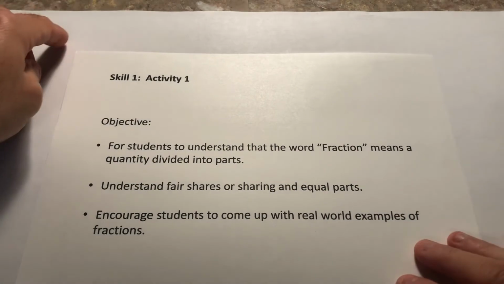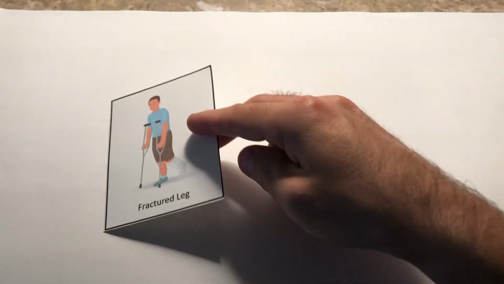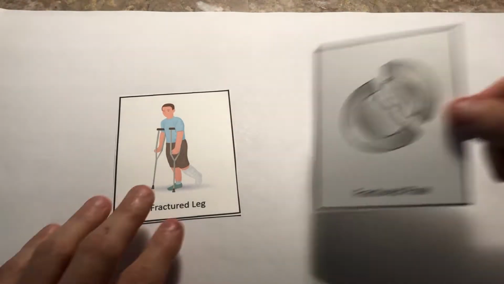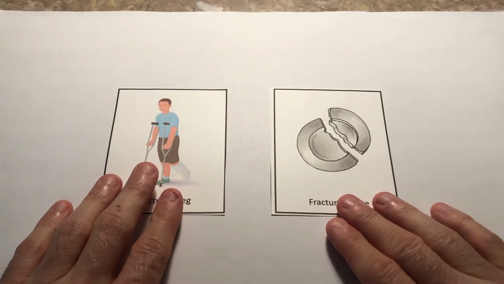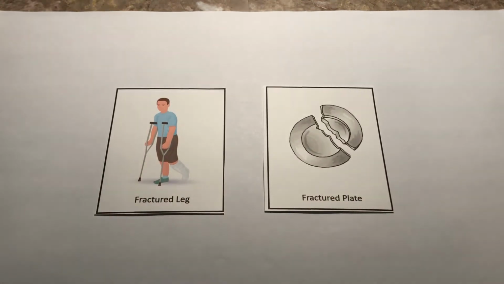So when you go through the materials, the first thing you're going to notice is you're going to see two pictures, okay? What you'll do is you'll show these pictures to your students, and you're going to ask them, well, what does this look like? And one's going to say, oh, it's a boy who has a broken leg, and they'll probably say, that's a broken plate. And you'll say, that's good, but there's another word we can use.